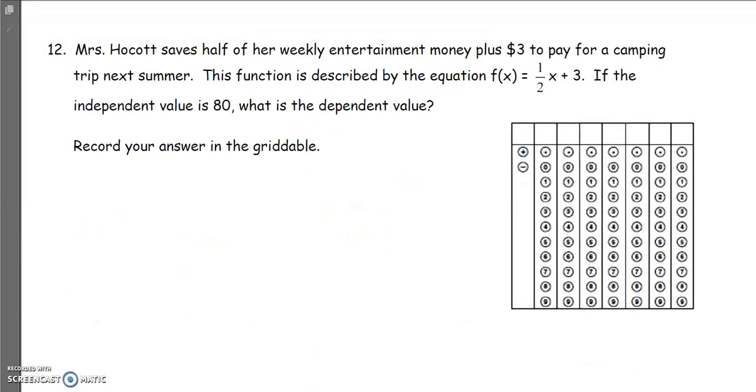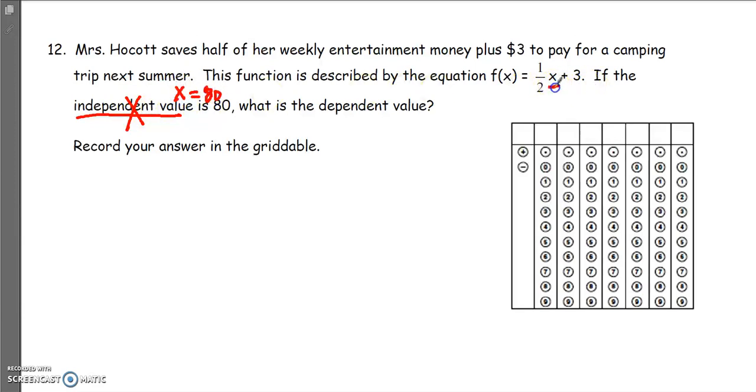Okay, number 12 says Mrs. Hocutt saves half of her weekly entertainment money plus $3 to pay for a camping trip next summer. This function is described by the equation f of x equals 1/2 x plus 3. If the independent value is 80, what is the dependent value? So remember, independent value is just my x. So again, this is another way to just say x is equal to 80.